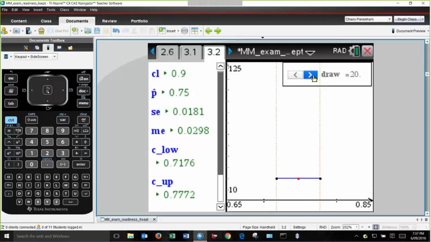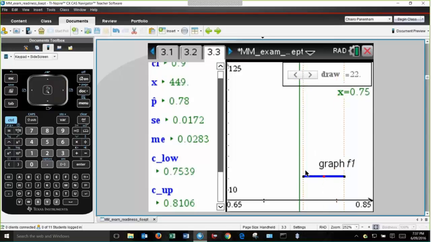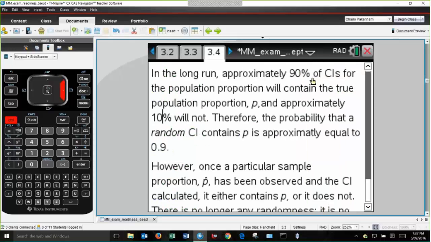So let's suppose, for the sake of argument, that the true population proportion was 0.75, 75%. Now, in this case, this particular confidence interval would contain the true population proportion. But this one doesn't contain the true population proportion. So generating random intervals, we see some contain the true value of P, some don't. All right, so in the long run, approximately 90% of confidence intervals will contain P and about 10% don't.